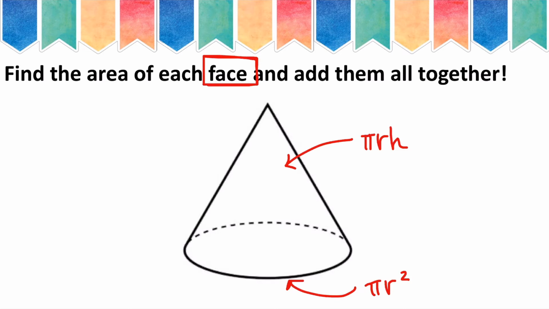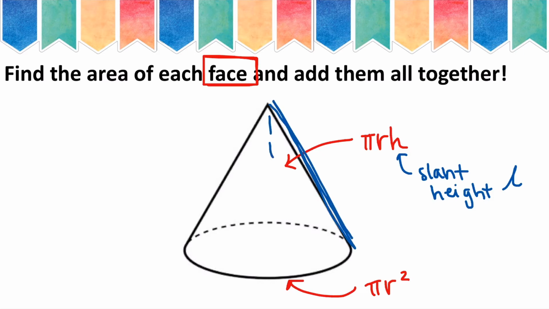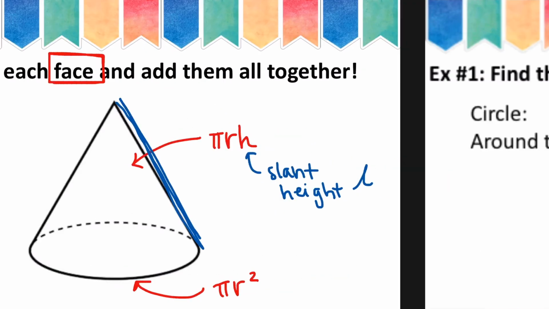Now something important to know is that this h here stands for slant height. Some people might use kind of a curvy L for slant height. I still like to use h, but slant height is the height along the outside of the cone, not the height that goes straight up the middle. So we're not using the height, we're using the slant height when we use this formula. So let's look at a couple of examples.